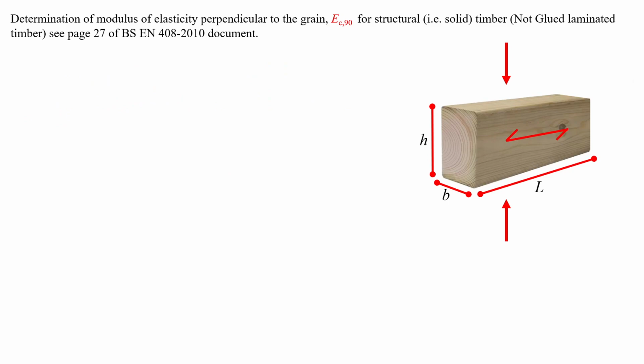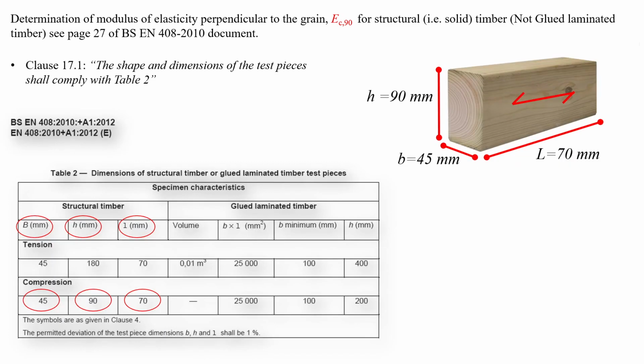So for this one here, this is how it should be. I've even given you a page number as well. See page 27 of BS EN 408. The breadth, height and length comes from this document here. The length should be, oh that's a valid point, it's probably right, 70 mil there, 90 mil there and 45 mil there. That's what it should be. And the loading goes there.